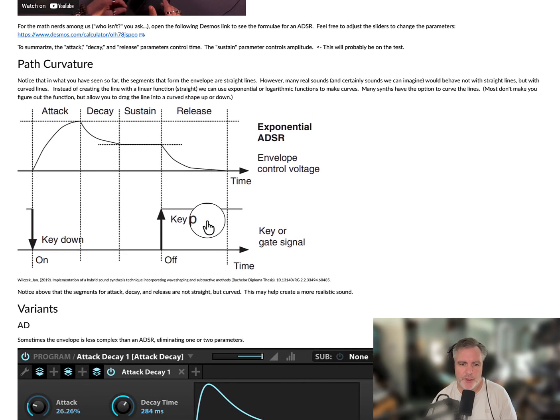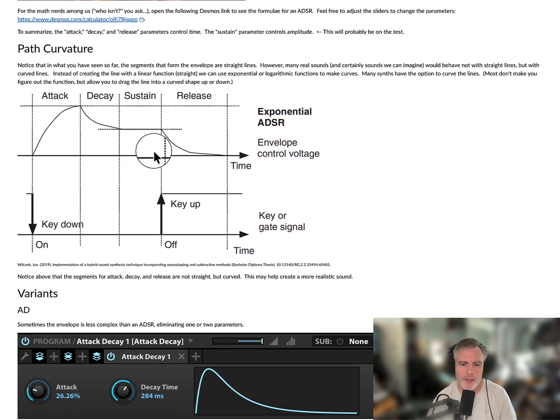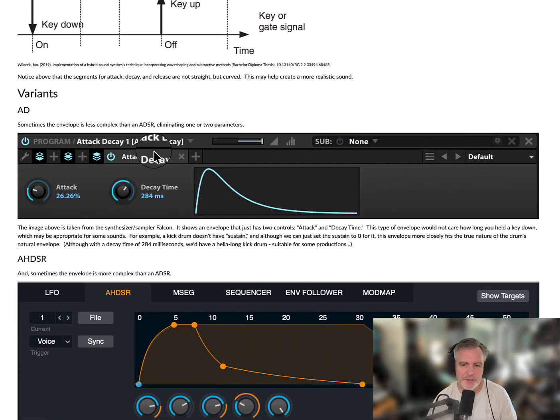Okay, so as you can imagine, and you probably tried to draw at the beginning of this week's module, you might not have straight lines to go from each segment. And so very often you'll have these curves, and sometimes I can even modify those in synthesis programs or virtual instruments. So I have a couple of examples.